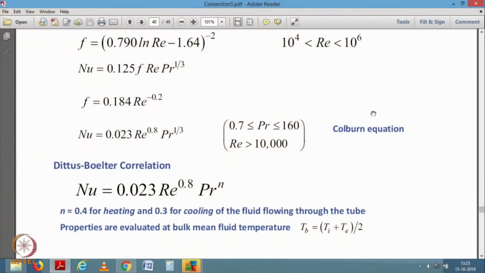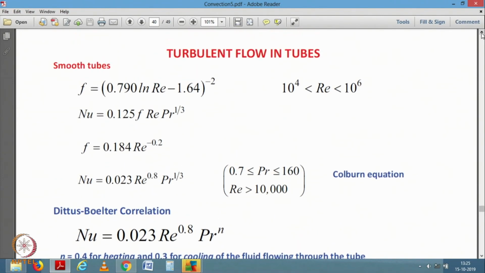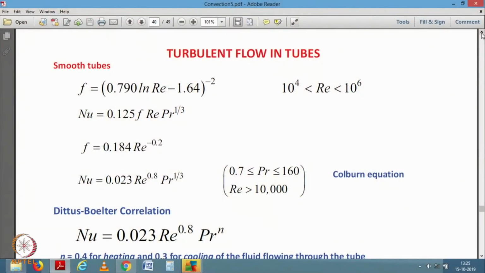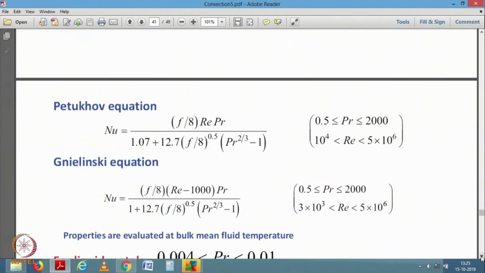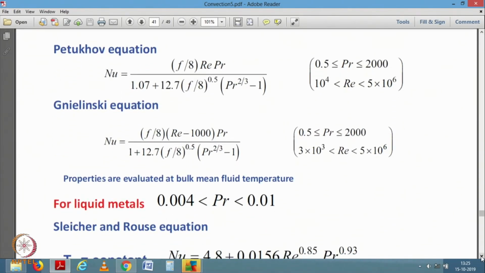There are other correlations which are there. One is the Colburn correlation. For smooth tubes you have 0.125 f Re into Pr to the power 1/3, and the friction factor is given by this. So, we just complete this by showing another set of slides, which is the Petukhov equation for the Nusselt number and the Nikuradse equation here. These are also used quite elaborately in research work.